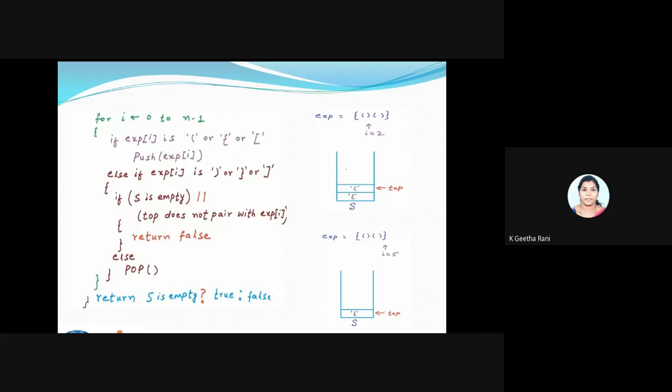Okay, here I'll put the first two, and since my first is an open bracket, I'll just push it inside this stack. When I go for the third one, where i is equal to 2, it goes inside my else part. Is my stack empty? No, my stack is not empty. We check the next condition: does the top pair with exp? Here the value will be this, right? So it's going to be a pair. So what happens? The pop operation will be performed, so it's removed from there.